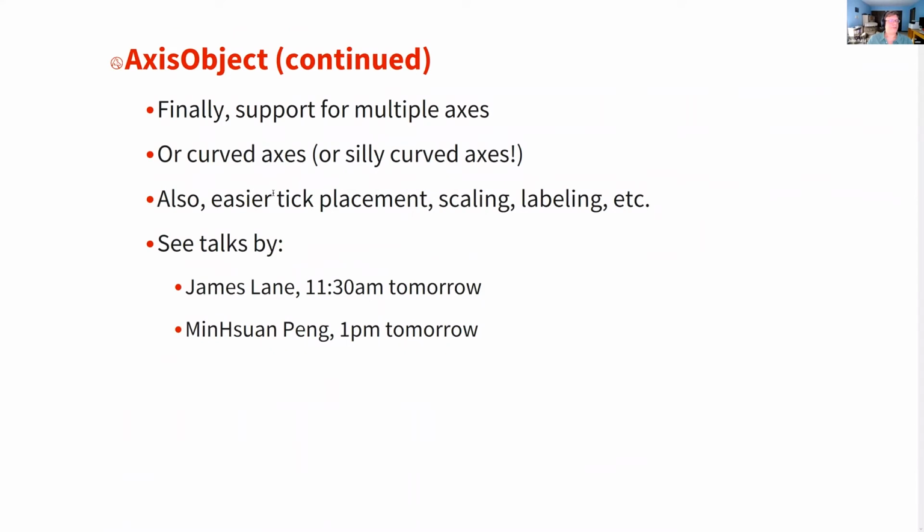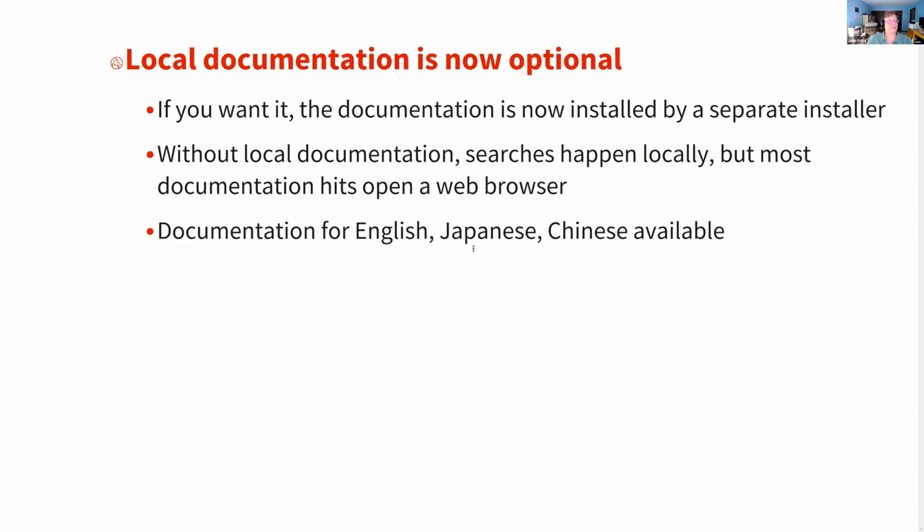And part of the specification, it's much easier now to deal with tick placement, including automated forms of tick placement, so you don't have to do it all yourself, with the scaling of the axes, the labeling of the axes, and so on. There are 2 talks tomorrow that are going to touch on this. James Lane is going to be giving a talk on front-end graphics tomorrow, and this is one of the things he'll bring up. And then Min Xuan is going to be giving a talk quite focused on both some kernel and front-end stuff around axes. So if that's something you're interested in, you definitely should attend those talks.